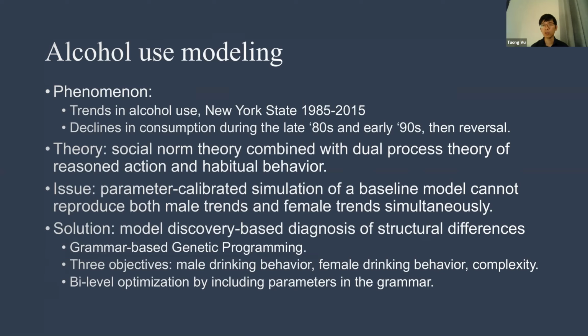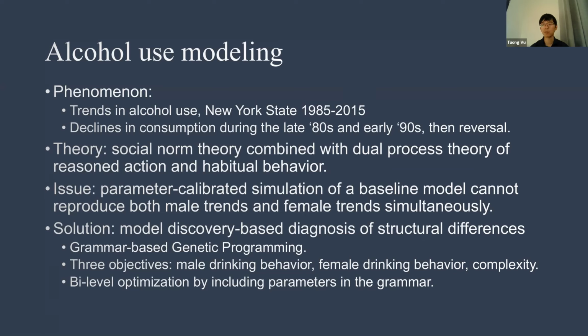To explain this, the theory we decided to use here is social norm theory combined with the dual process theory of reasoned action and habitual behavior. But when we tried to do it, we had some issues. When we do parameter calibration, we cannot reproduce both male and female trends of drinking simultaneously. So if you get really good male fit, the female is really bad. If you get good female trends, then the drinking behavior in the male is really bad.